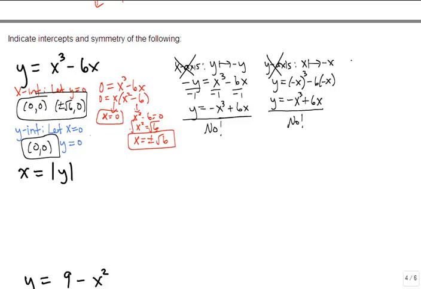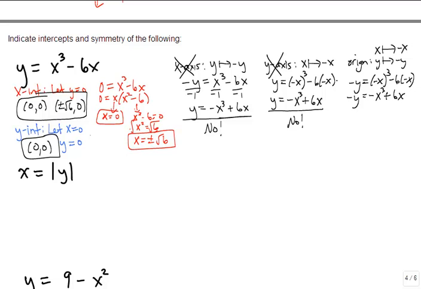The last test is for origin symmetry. This time we're going to replace x and y with their opposites. So this y becomes a minus y, and these x's become minus x's wrapped in parentheses. I'm going to leave the minus y there for a moment while I simplify the right-hand side. Just like we did before, we can lose these parentheses around the cube, but the negative will stay out front. And I just get negative x cubed, and a minus becomes plus 6x.